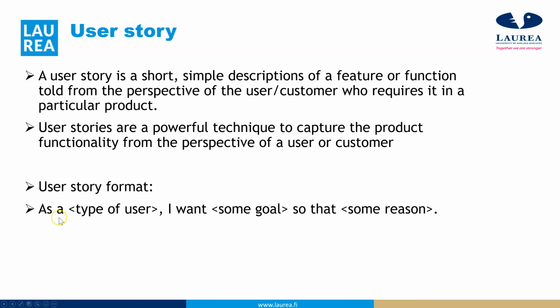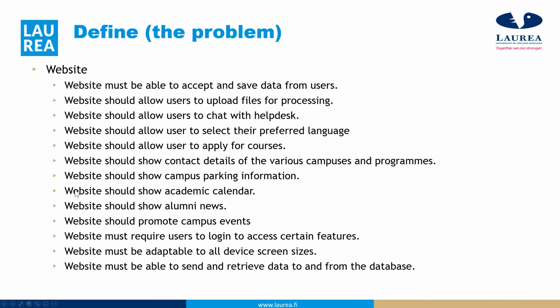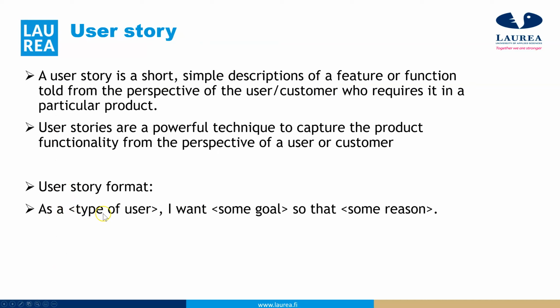So for example, as a lecturer, I want to log in to the school e-learning system. That is my goal. But what might be the reason why I want to? So that I can grade students, or I can upload course content. So that might be the reason. This is how a user story goes: the type, the goal, and then the reason.